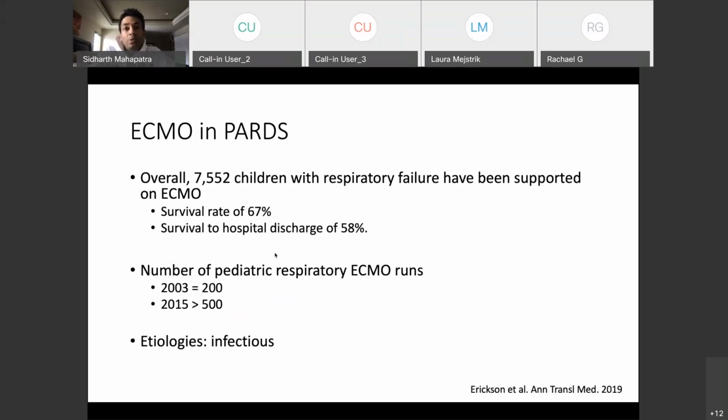Now, etiologies, as you would imagine, are mostly infectious: viral, bacterial, aspiration related. And those patients that have viral-induced acute lung injury and ARDS that go onto ECMO actually have the best prognosis and the best survival, and their survival is about 68%.